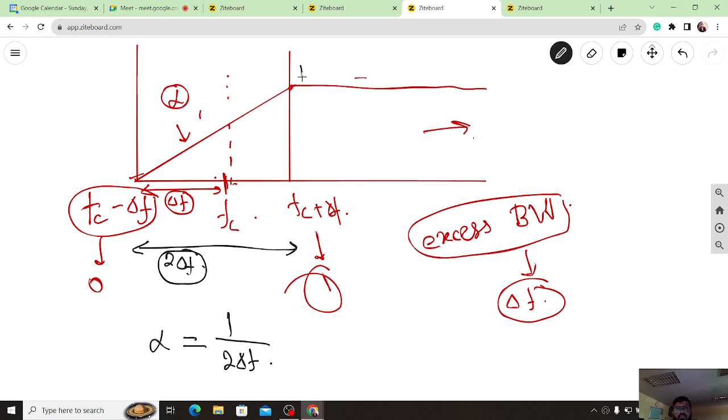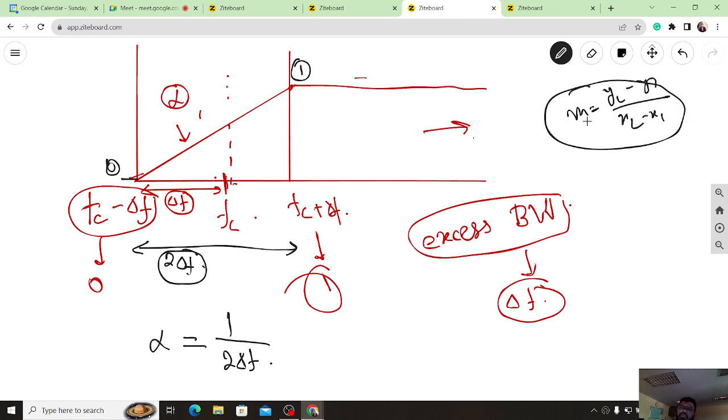It becomes 1 here, the value is 1, here the value is 0, and this is fc plus delta f minus delta f. So the equation of slope is y2 minus y1 by x2 minus x1. This is the equation for the slope. You can find that alpha is equal to 1 by 2 delta f. From here you can find the excess bandwidth delta f is 1 by 2 alpha.